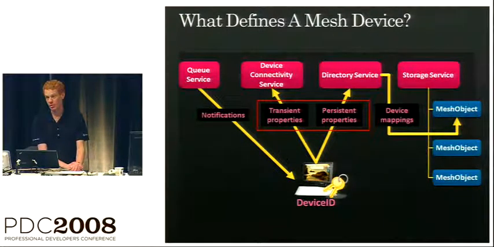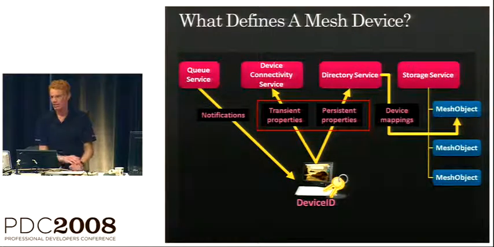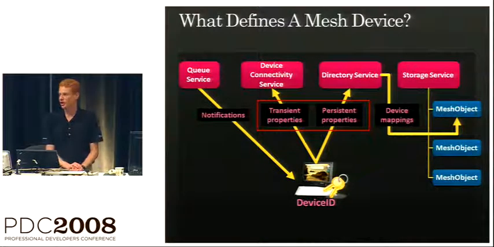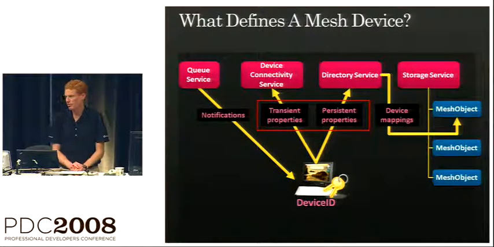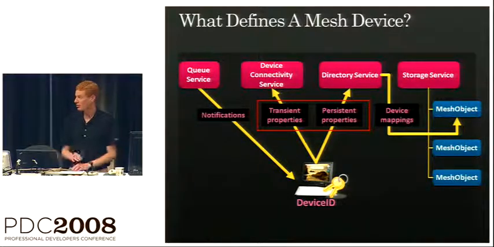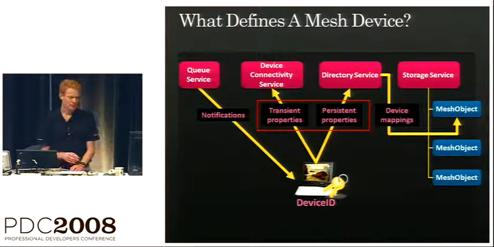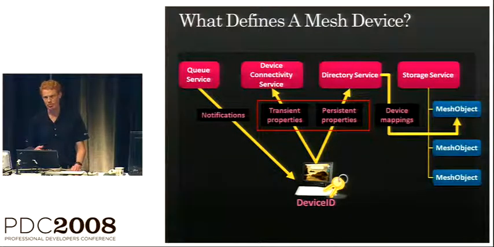Transient properties are pretty important also. The most important transient property, of course, is: is the device online or not? If you don't have that information, then you have no way to reach that device or interact with it. But there are a bunch of other transient properties. You saw some surfaced in the device ring. Is it available for connection? Does it have the remote desktop connectivity installed or not? Is it available for sync or not?